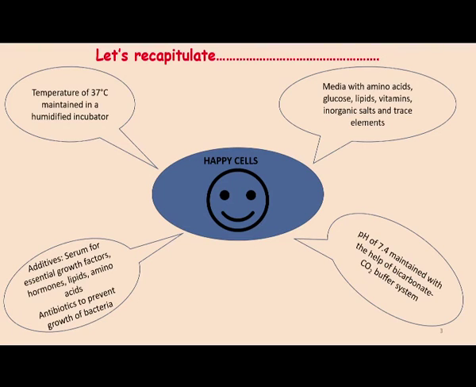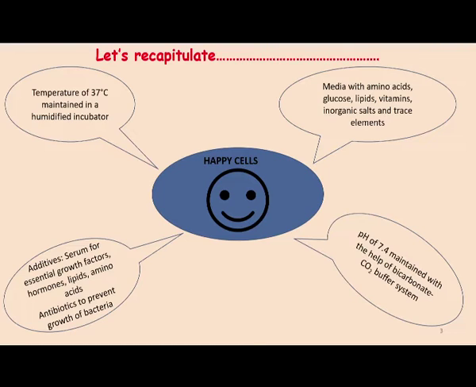Now, what are the components that we need to keep our cells happy? As you can see here, the first component is definitely the temperature. The human body has a normal temperature of about 37 degrees centigrade, and therefore the cells are maintained at that temperature. The whole thing is maintained in something called an incubator, which is a chamber that will maintain these cells under aseptic conditions at a definite temperature, at a definite percentage of carbon dioxide, and under humidified conditions.